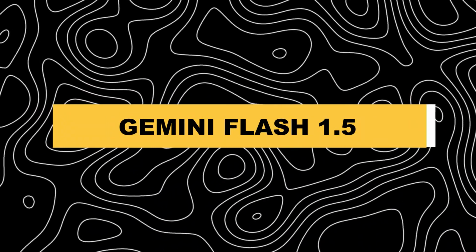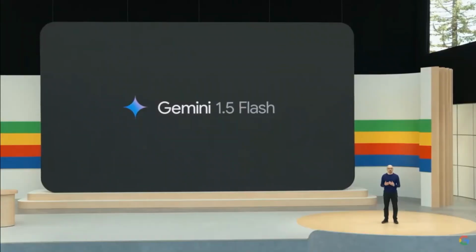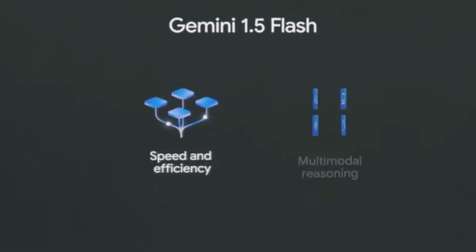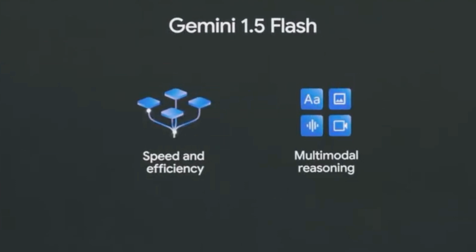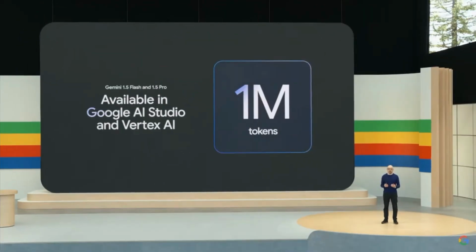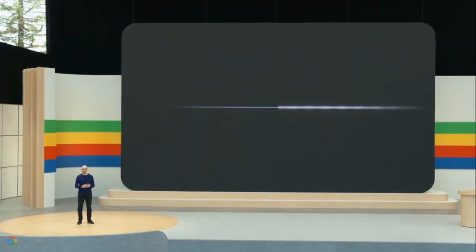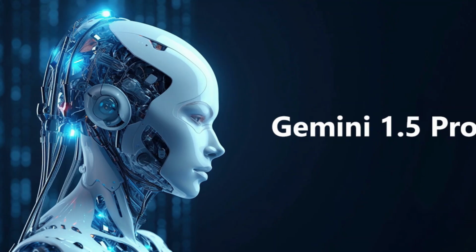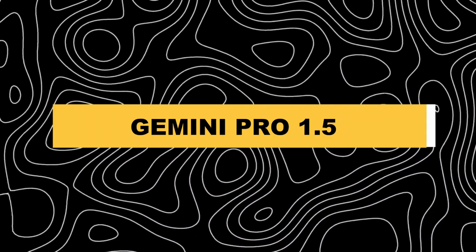Gemini Flash 1.5. This model is designed to prioritize speed, making it a lightweight and cost-effective choice. The model has a long context window, which is set to 1 million tokens by default. This allows it to handle a large amount of data, such as an hour of video or over 30,000 lines of code.